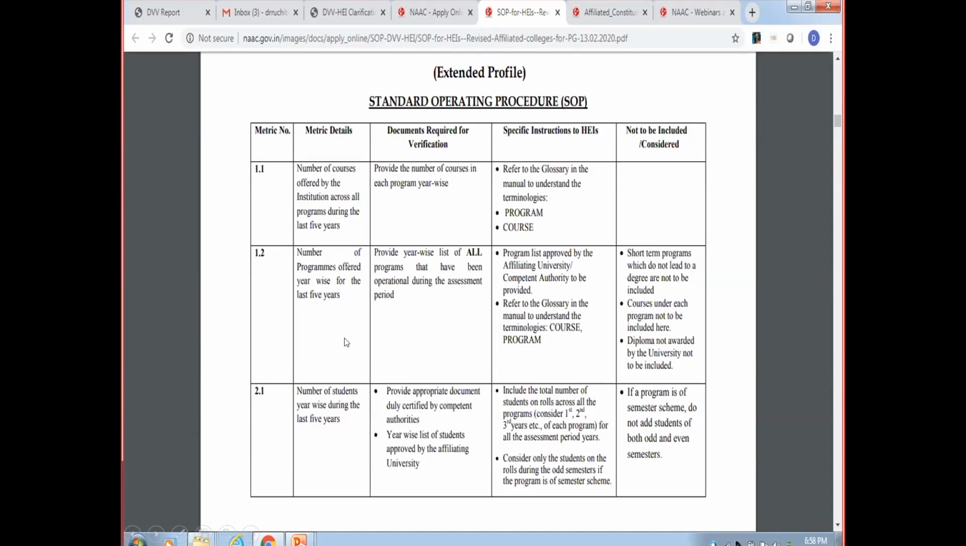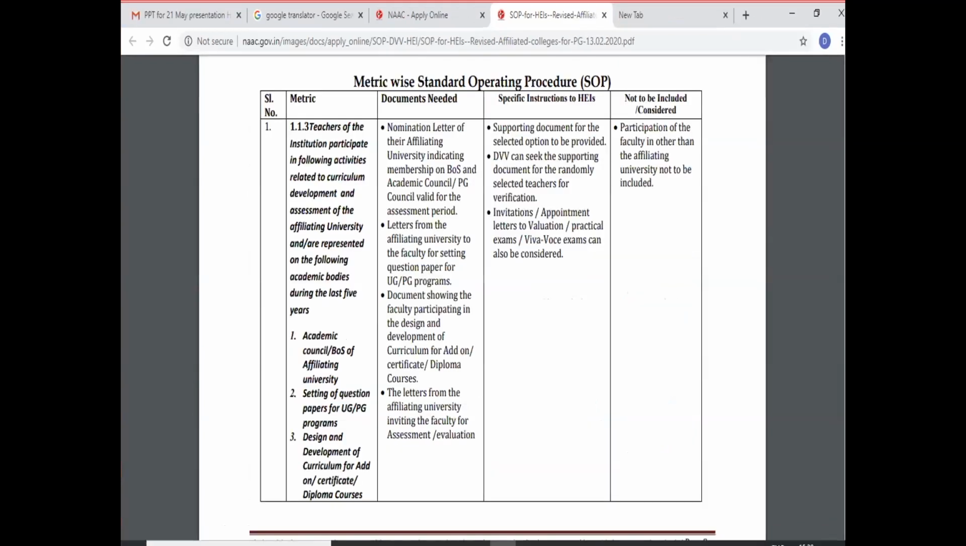Same way, for each extended profile and each quantitative metric, we have meticulously written what has to be given, in which form it has to be given, and what needs to be avoided. If you see the metrics here, we're stating what sort of documents we need, what specific instruction there is for the HEI, and what needs not to be included. All these are also available on the NAAC website. This screenshot was kept for better understanding.